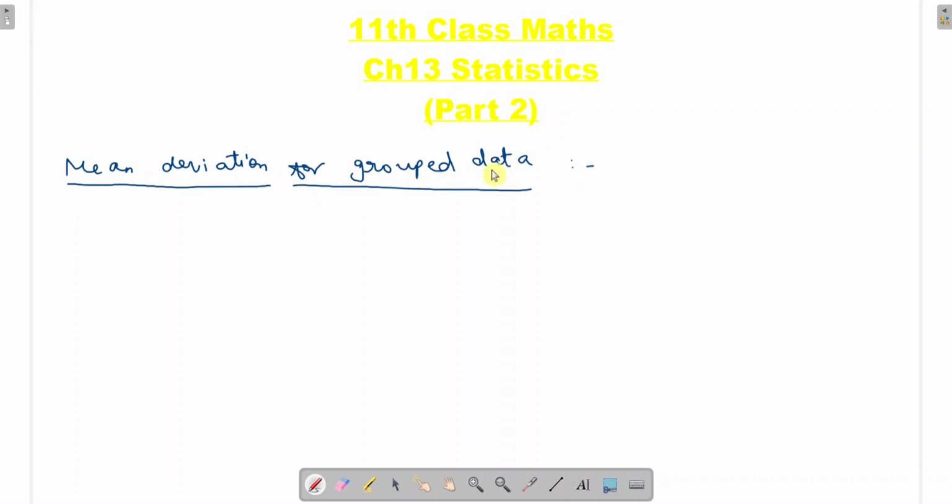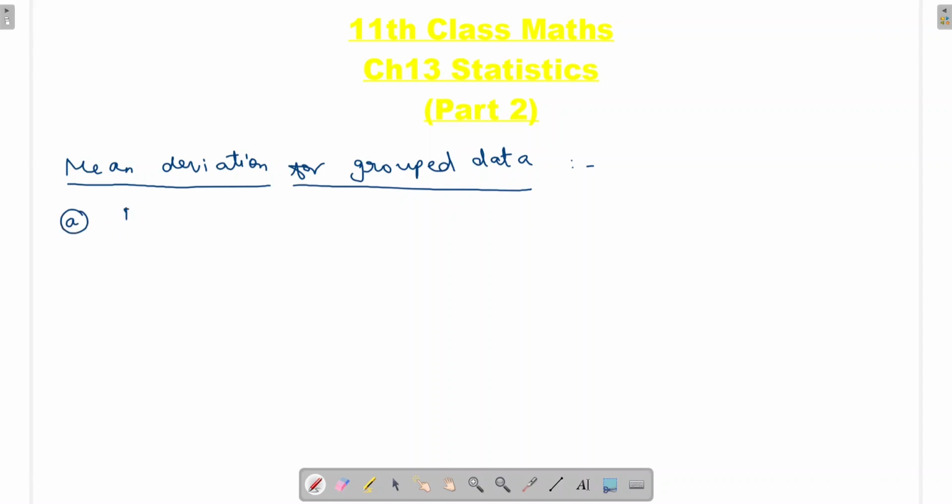Now what do you mean by grouped data? Grouped data means suppose an observation occurs many times, that is more than one time, then we can group that observation, and once you group the observation you get something called the frequency of the observation. That means how many times the observation occurs in the data. Here we have two types of grouped data: the first is called discrete grouped data or discrete frequency data, and another is called continuous frequency data.